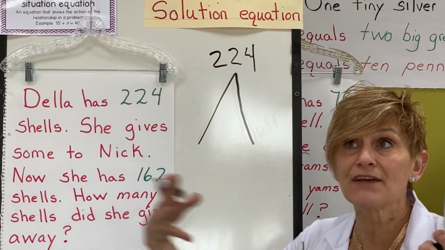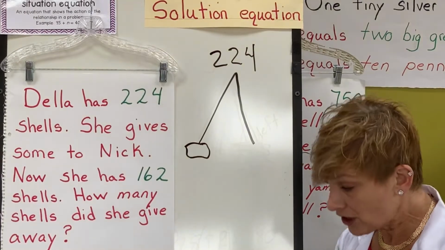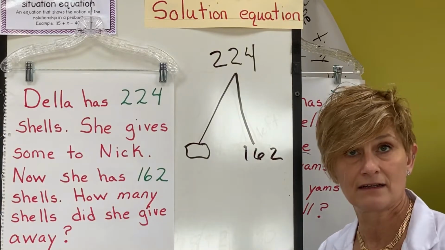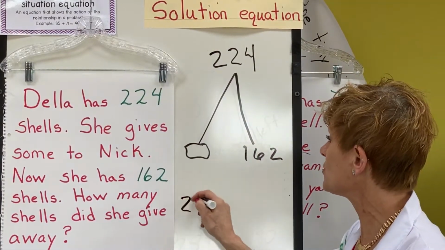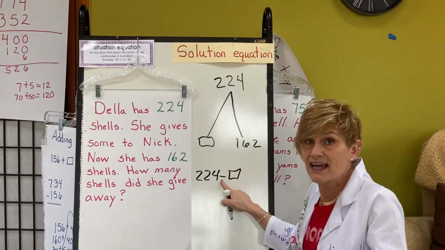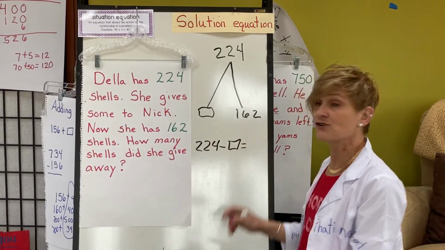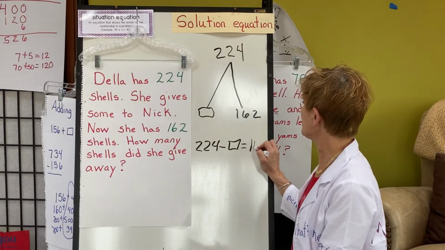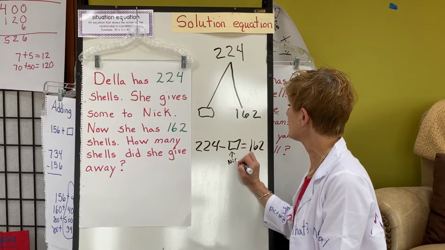And she gave some away. And when she looked, she's like, oh, I only have 162 left. My situation equation, friends, would look very similar. 224, she gave some away. That would be a takeaway. That would be a subtraction. Because now what she has left after she gave some to Nick, she has 162. This is what she gave to Nick.